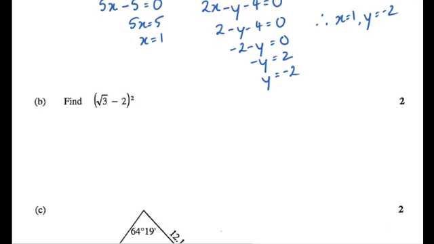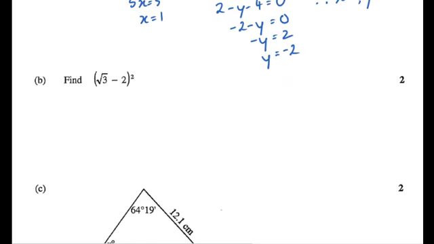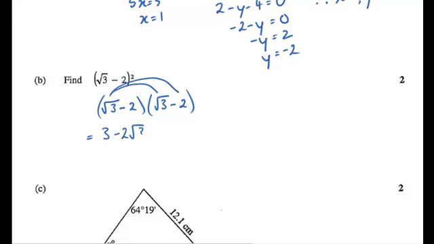Alright, moving on to B. Okay, on to surds. Remember that when you square a bracket, you have root 3 minus 2 multiplied by itself. Please don't try and take a shortcut and make a mistake. Everything in the first bracket has to be multiplied by everything in the second bracket. That means root 3 times root 3 is 3. Root 3 times negative 2 is negative 2 root 3. Negative 2 times root 3 is negative 2 root 3. And negative 2 times negative 2 is positive 4.